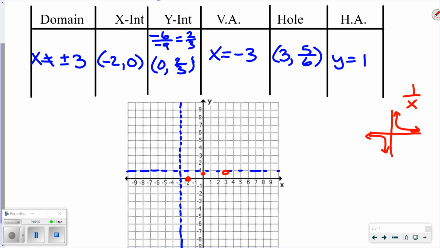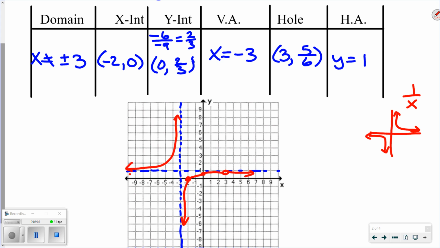The graph is going to go through the intercepts and approach the asymptotes. And you just want to jump over the hole. So we know that part of the graph looks like that. Now there's another part of the graph to the left of the vertical asymptote. And again, just kind of knowing what our parent function looks like, I can pretty much tell that it's going to look like this.